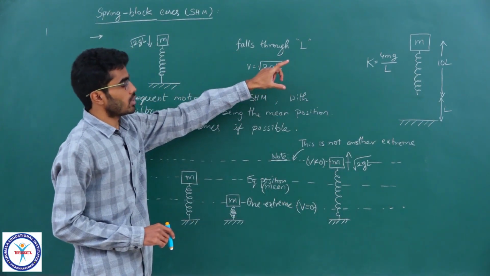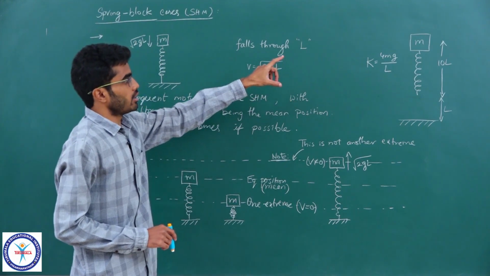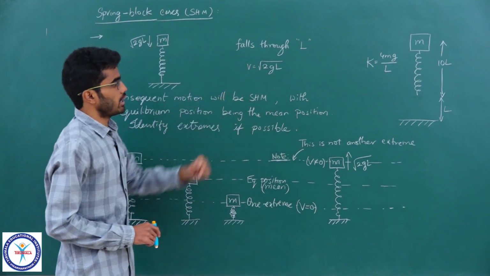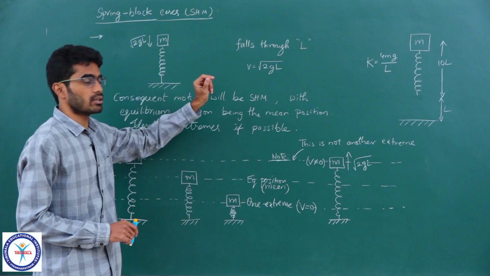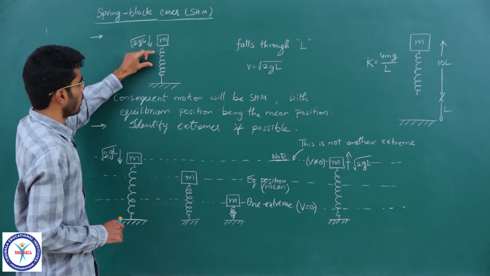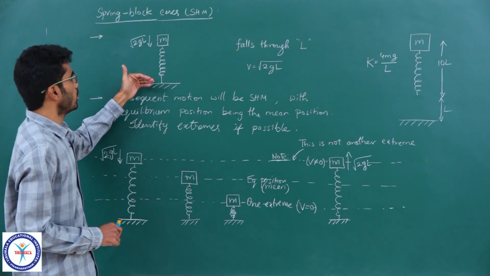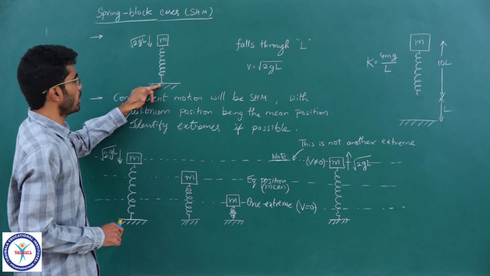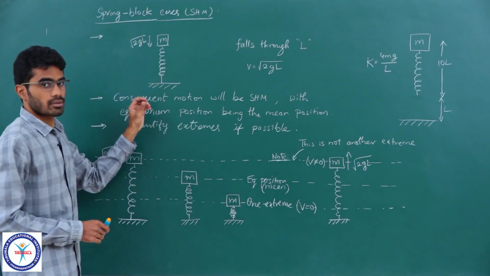So, this system is actually a freely falling object, and if it falls through a height L, the velocity will be root 2 GL for each part of the system. So, the capital M will possess root 2 GL, every part of the spring will possess root 2 GL just before hitting the ground. But if it hits the ground, this point immediately comes to rest and the spring starts to compress.